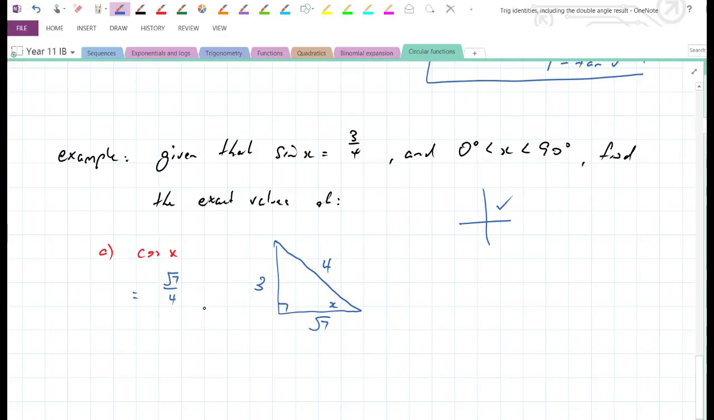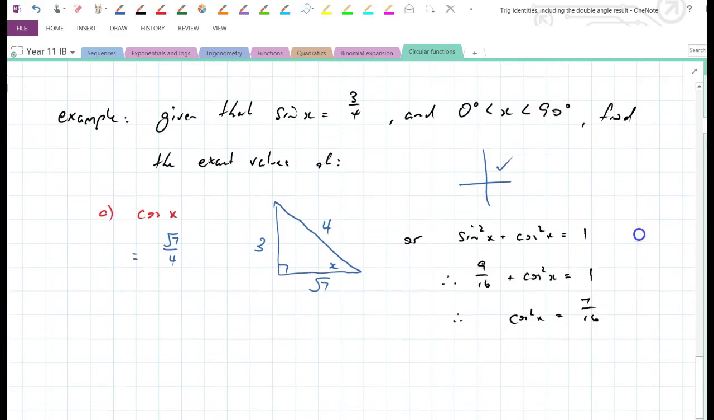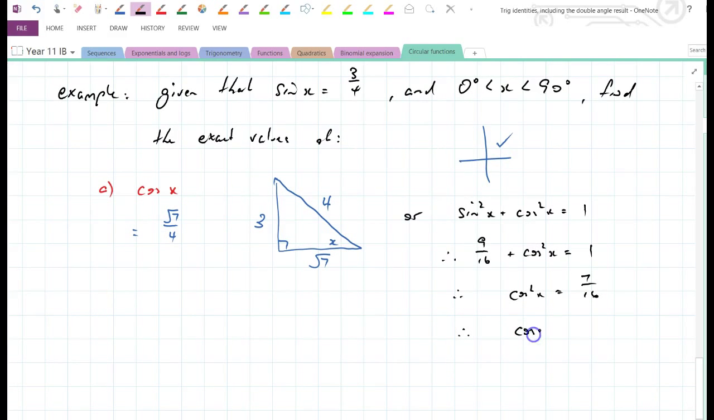I could, however, have used method 2. I could have used sine squared x plus cos squared x is equal to 1. I know what sine x is, it's 3/4. I can square it to get 9/16. I don't know what cos x is, that's my job. So I can do a bit of algebra on this. I've got 7/16 now, and I take the square root of both sides, so cos x is equal to square root of 7 over 4, and it's positive because I'm in the first quadrant. So either method is good for that.